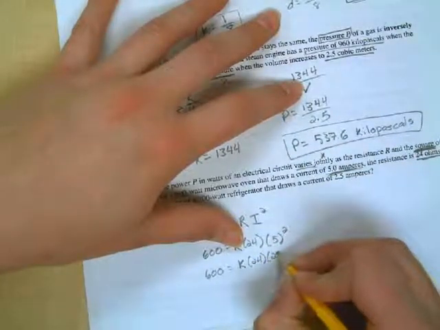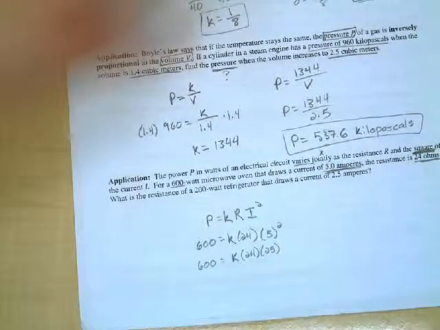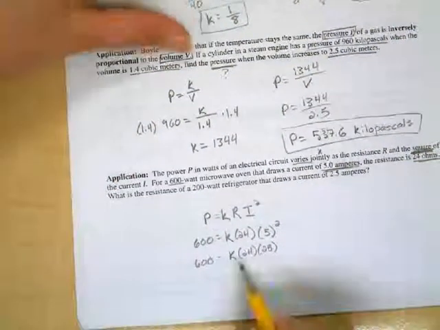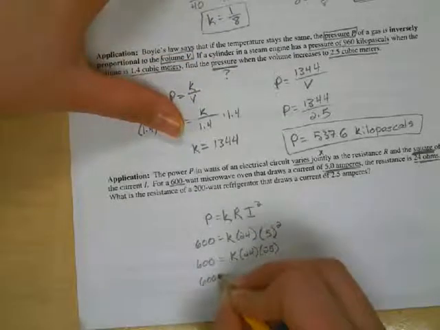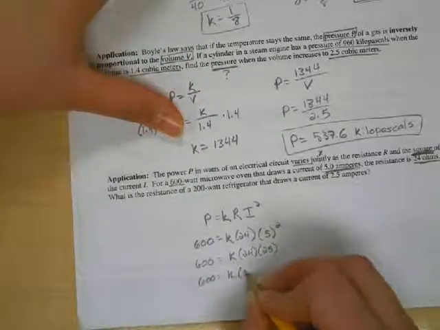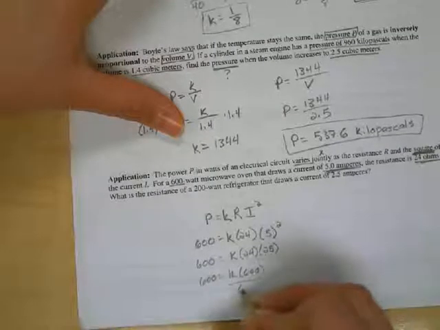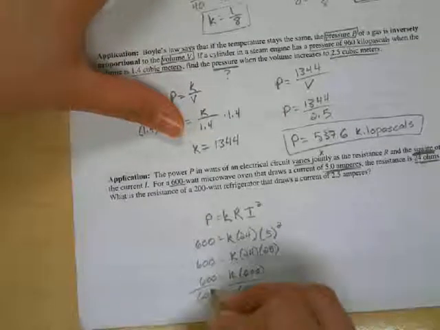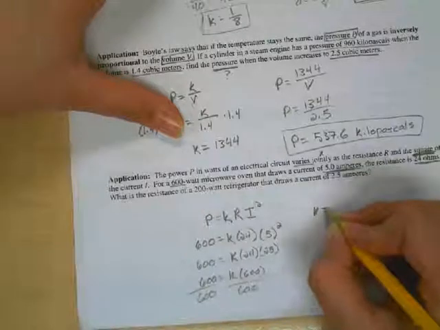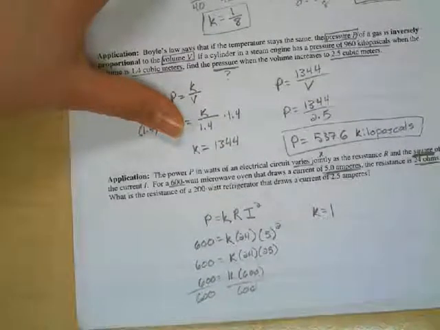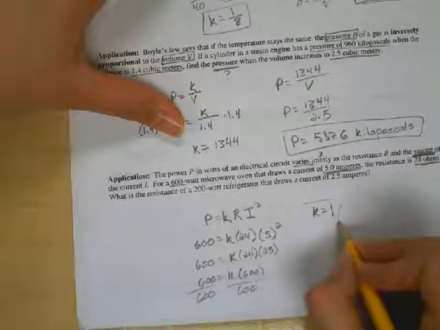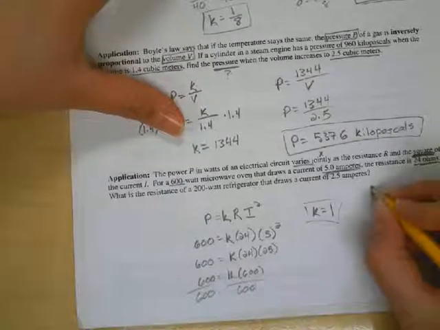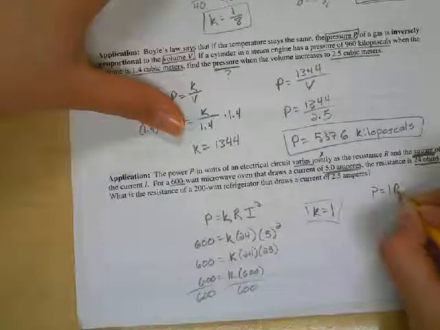Notice the only thing I squared was the current, which was the 5. So 5 squared is 25. 24 times 25 just so happens to equal 600. Divide by 600. Note that it's not 0; K is equal to 1. So my constant of variation is 1. Plug that in. P is equal to 1 R I squared.